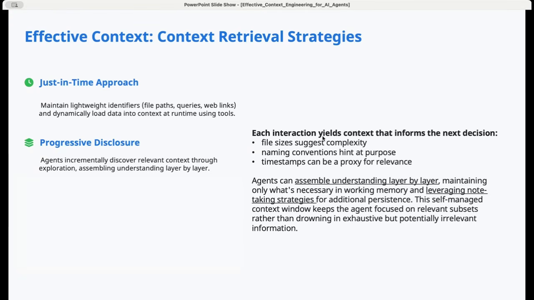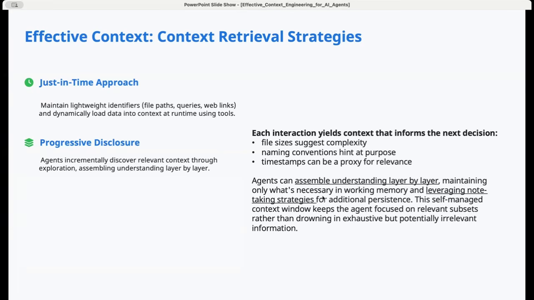For example, at each interaction, in terms of complexity, the file size already suggests some degree of complexity. The naming conventions provide hints about the purpose of the tool, and the timestamps can also be used as a proxy for relevance. So this is the overall metadata and flags you can use to help inform the next decision rather than pulling the full data. And the agents can assemble the understanding layer by layer.